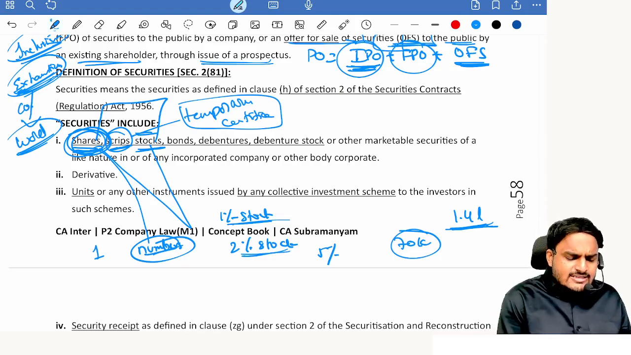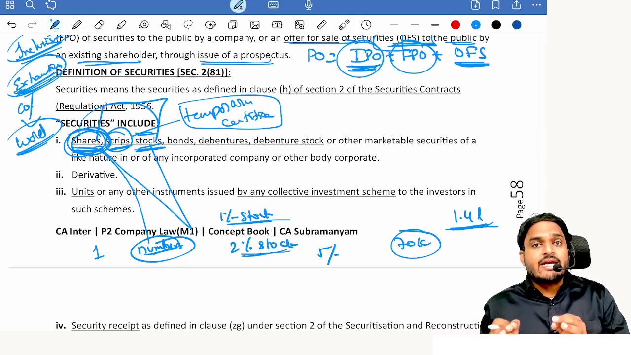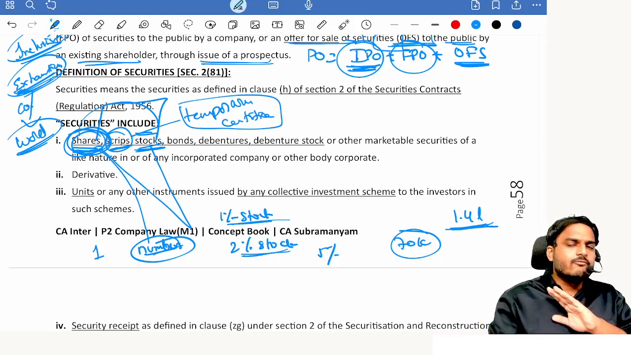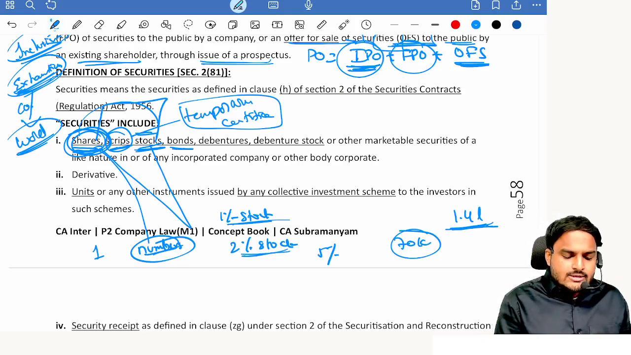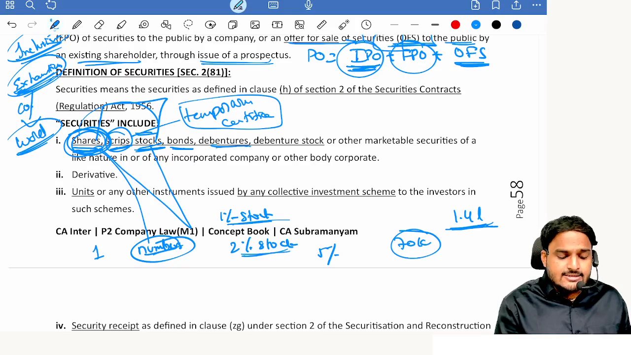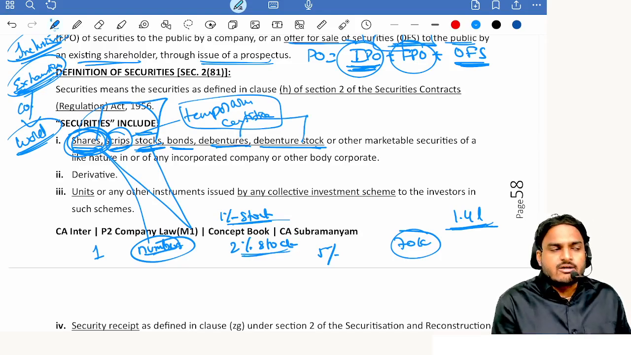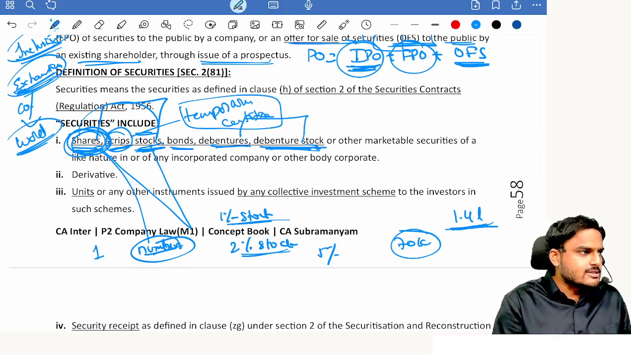Stock. Stock is simply a collection of shares. That's it. It's a bundle of shares. It is available in fractions, whereas shares are always available in numbers. Next, bonds. It's a debt to the company. Debentures, debt to the company. Debenture stock, similar to stock, is also a collection of debentures. From a transferability point of view, debenture stock is more flexible compared to debentures.